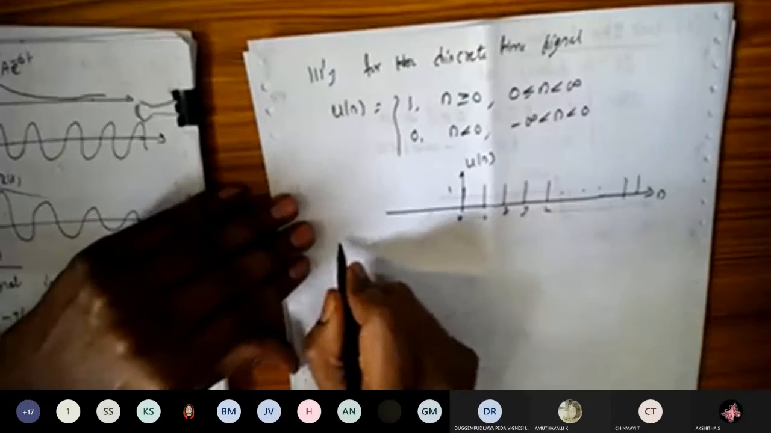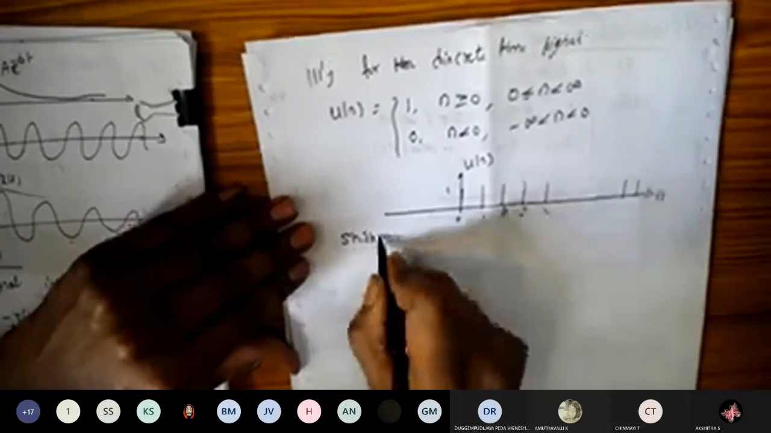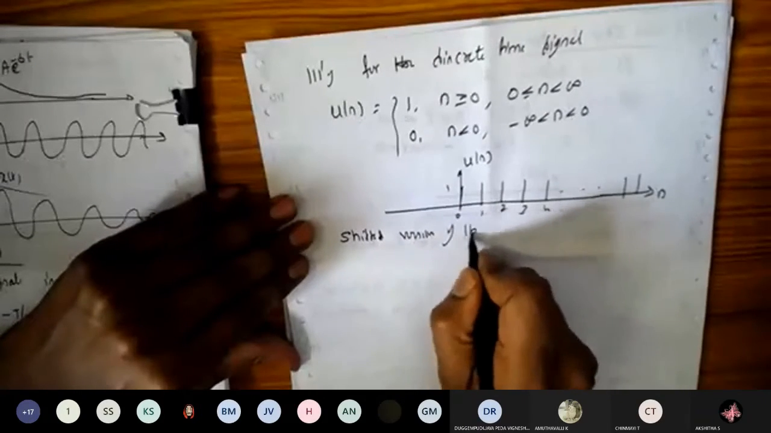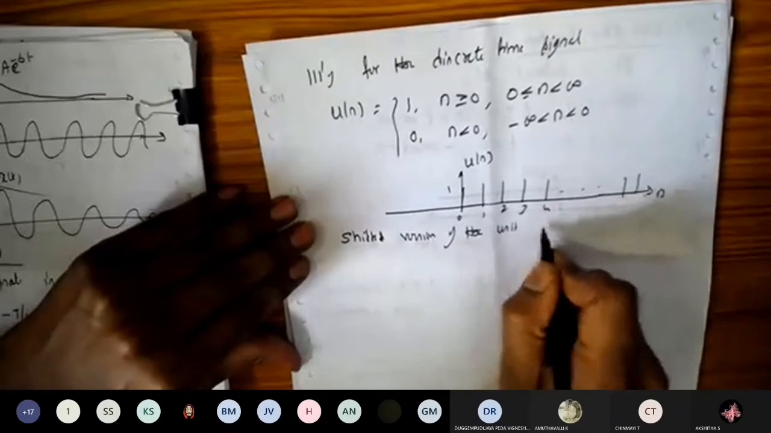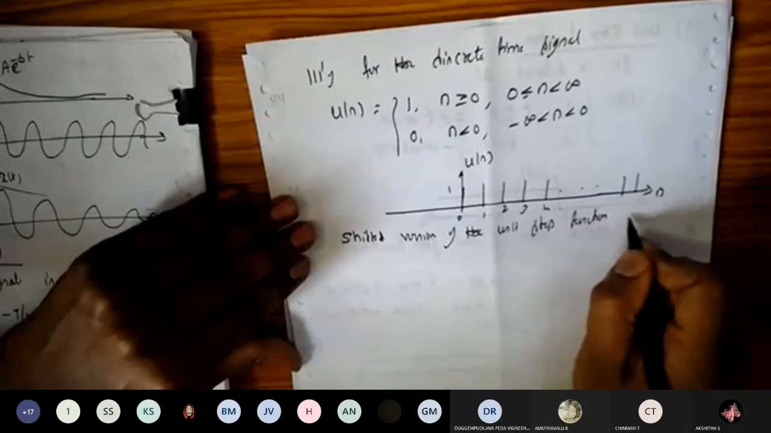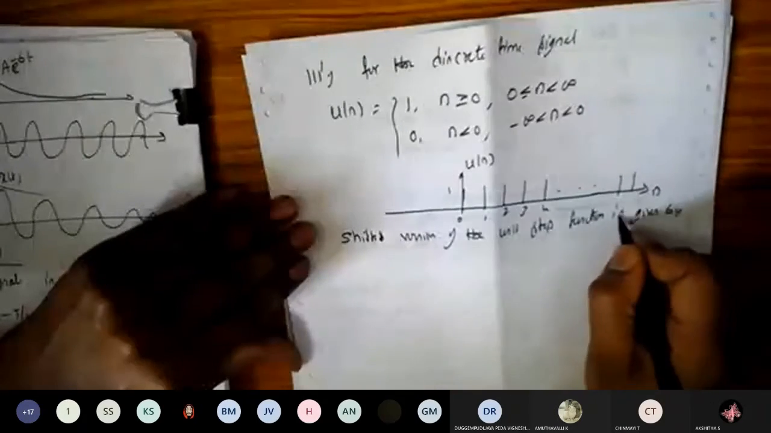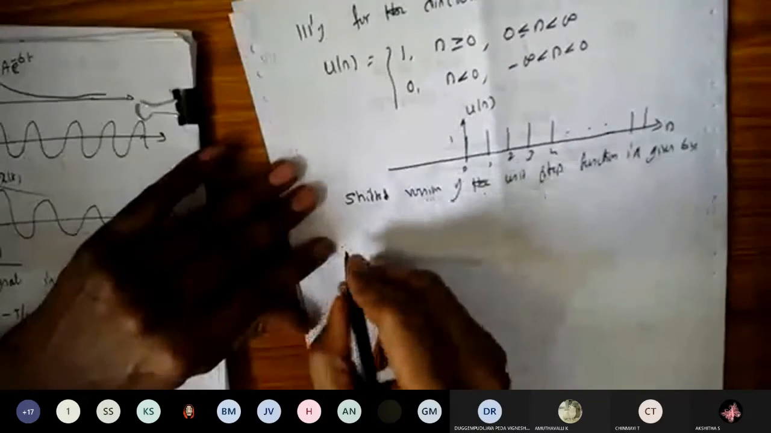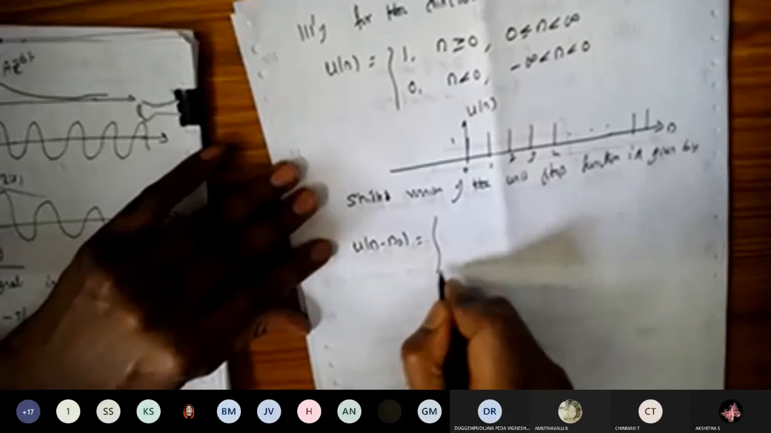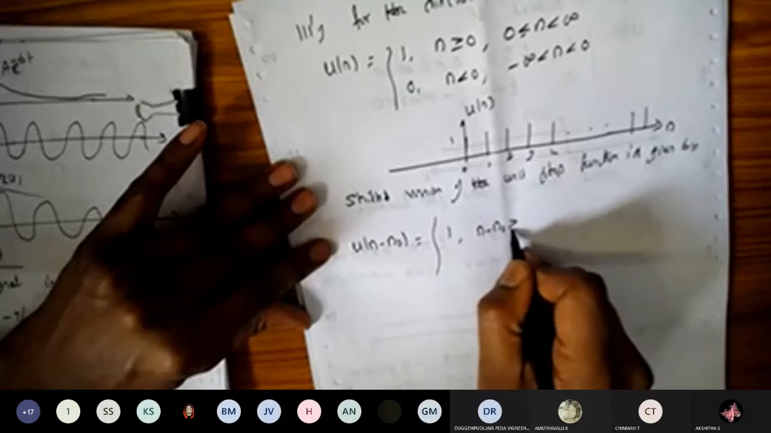Okay. And similarly, the shifted version of the unit step function can be defined like this. The shifted version of the unit step function is given by, so this can be given like this here. So this is equal to, let us take u of n minus n naught here. So it is equal to 1, where n minus n naught should be greater than or equal to 0.